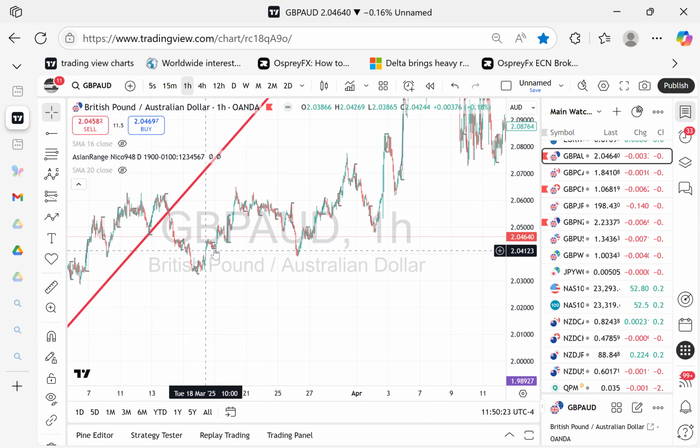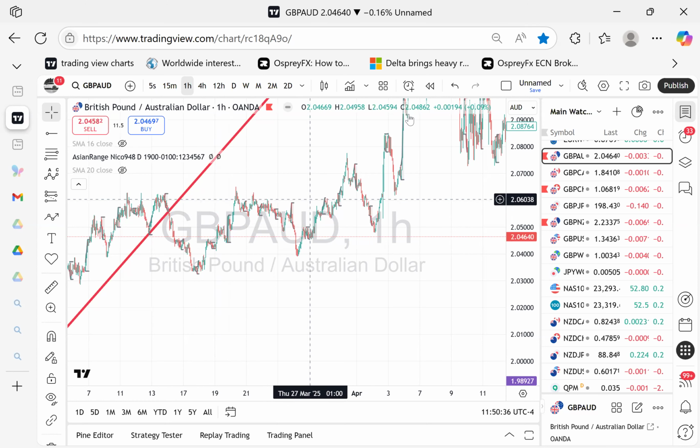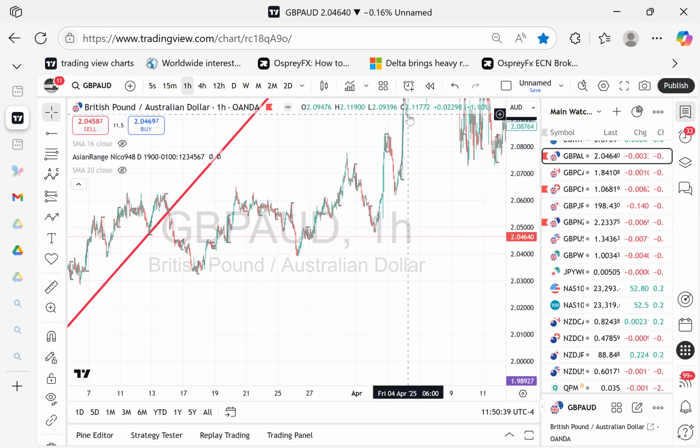Sweeps the Asian session lows. There is your signal. There is your key to take that trade. And look, it's on the London session kill zone. Bang, you get in. And you could have caught all that whole up move. You always wait for a change of character.